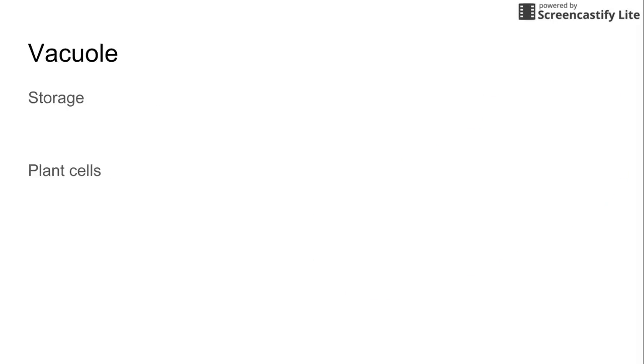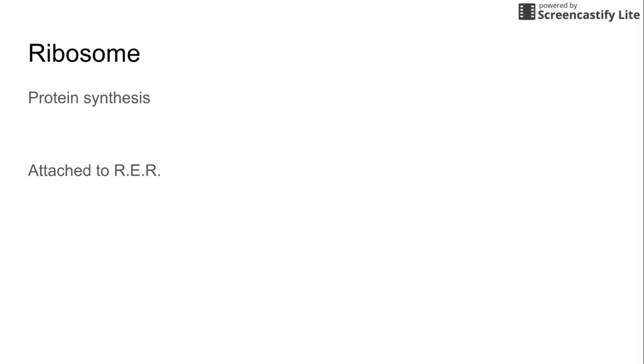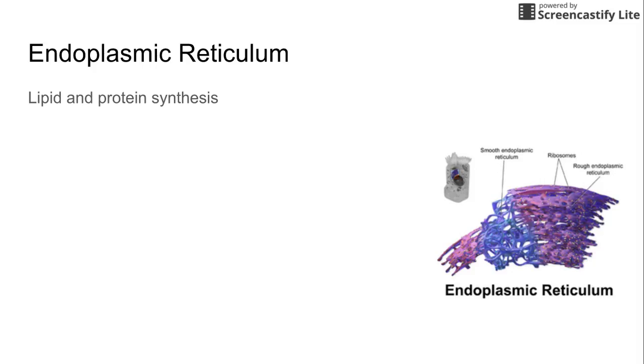The vacuole is for storage, and it's only found again in plant cells. The lysosome has digestive enzymes in it, and this has its own membrane. The ribosome is where protein synthesis occurs, and it's attached to the rough endoplasmic reticulum.